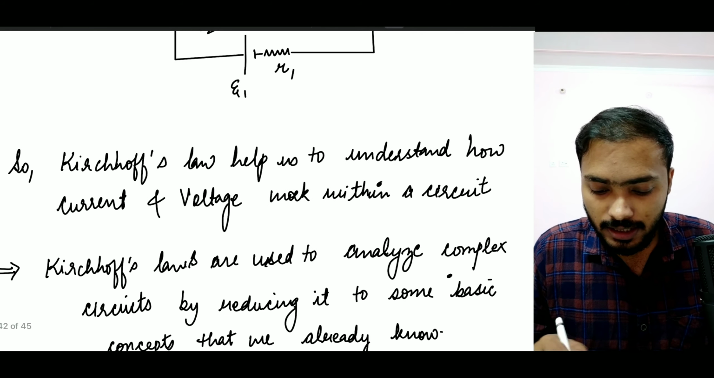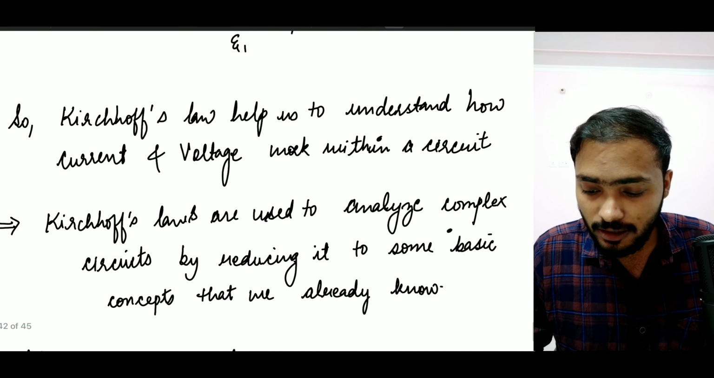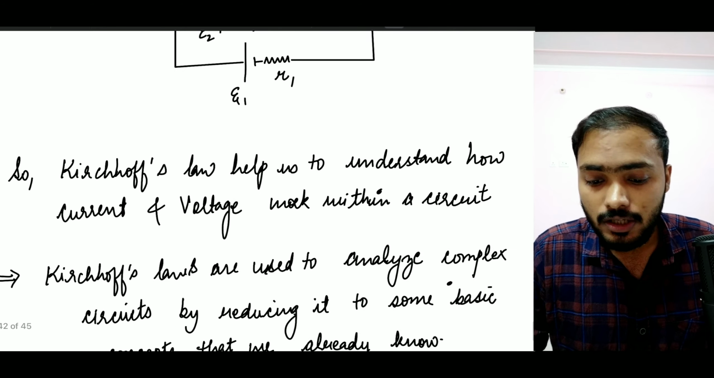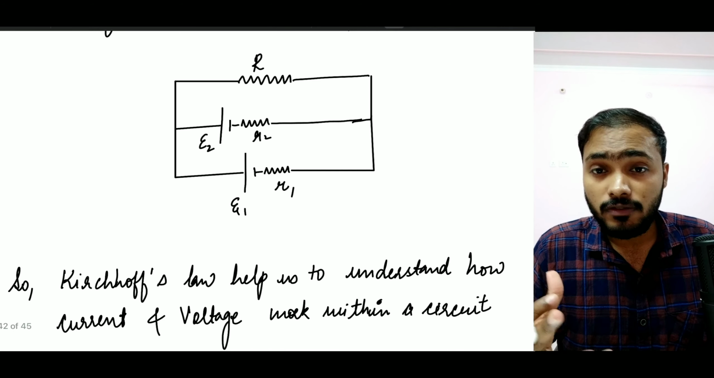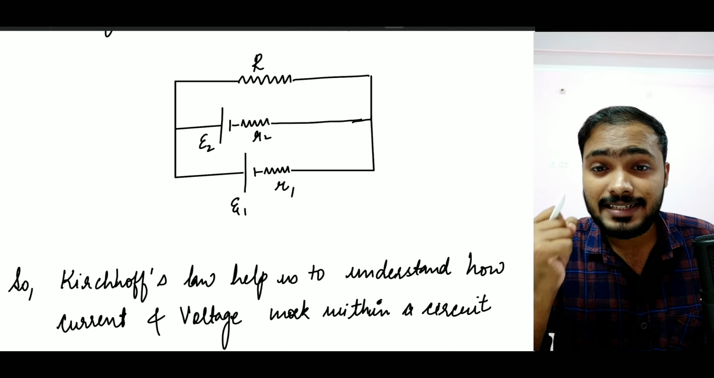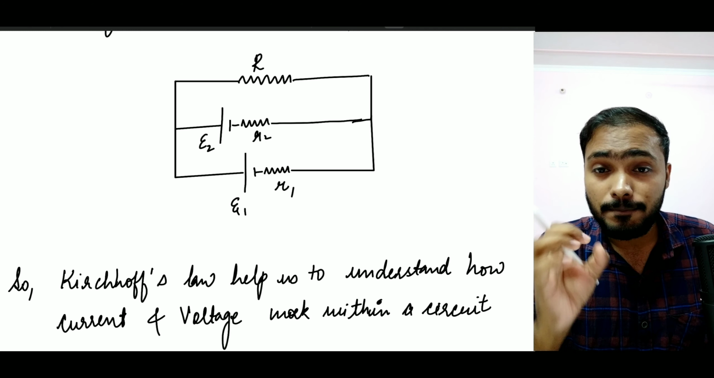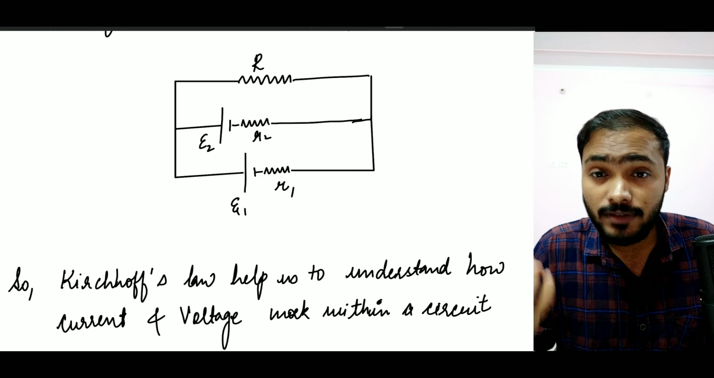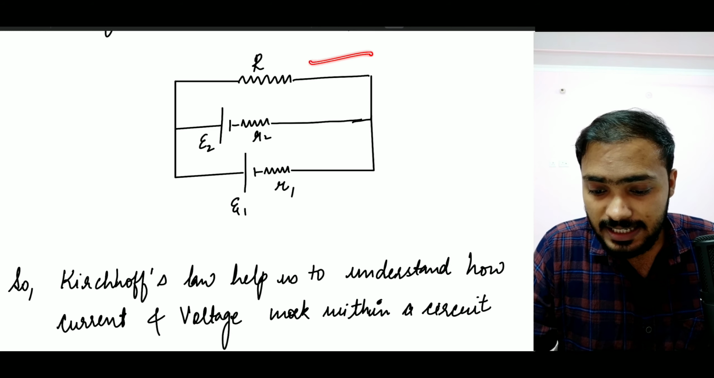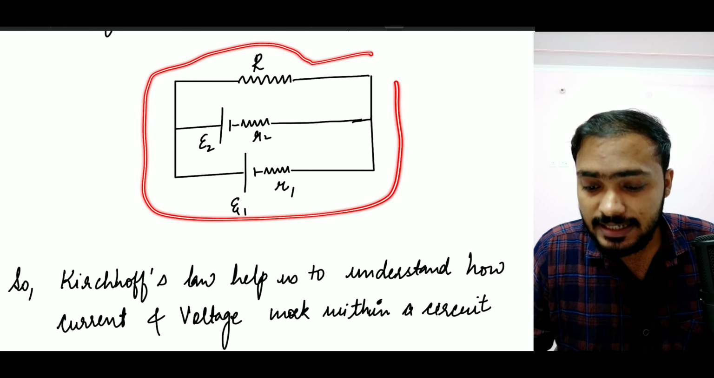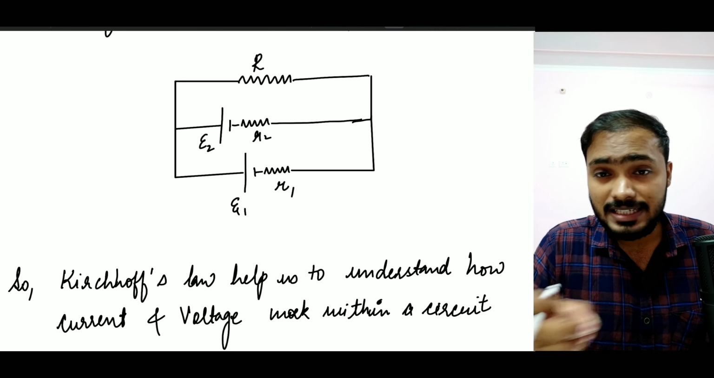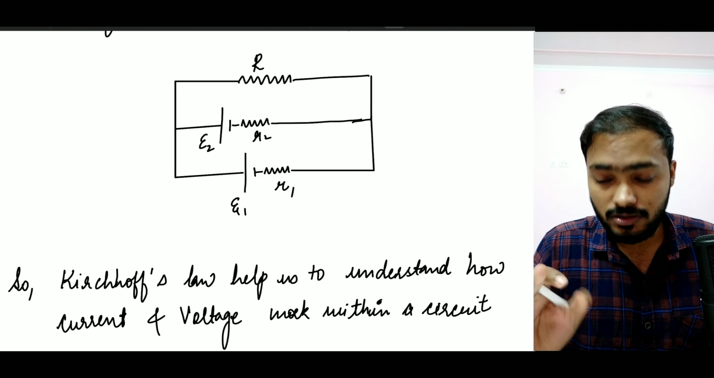Okay, great. Kirchhoff's laws are used to analyze complex circuits by reducing them to some basic concepts that we already know. So we can analyze how the current is flowing, where the current is dividing, right? Very nicely we can analyze complicated circuits with the help of Kirchhoff's law. So these are some advantages of Kirchhoff's laws, right?